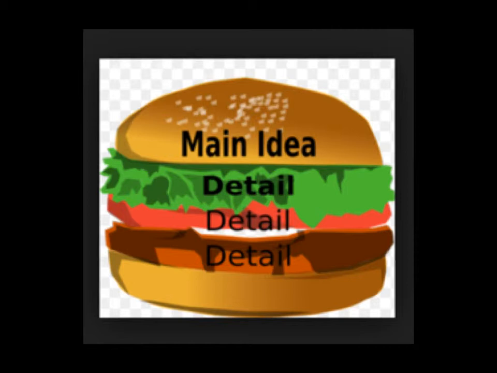But you can fill your paragraph with lots of different details. Just like on your hamburger, you can fill it with meat. You could put lettuce, tomato, mayonnaise, pickles, whatever you want. Those are all the details that create that hamburger and make it unique.